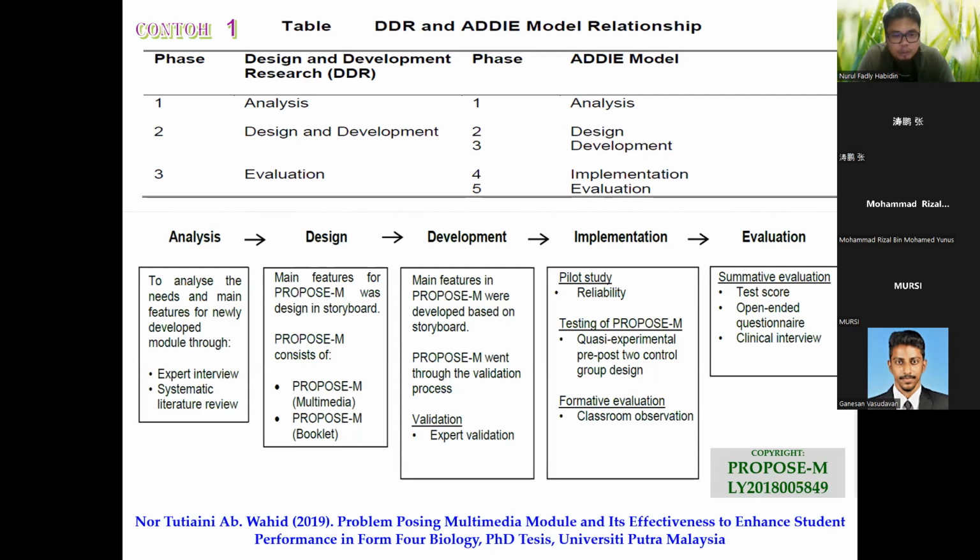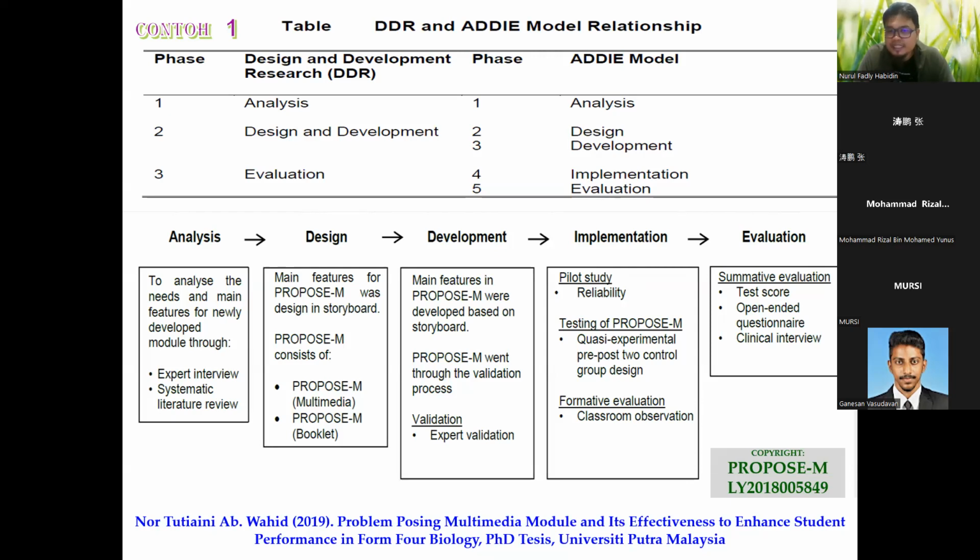So this is one example from Nur Tutiani Abdul Wahid. Actually, their study develops a module. So their main research objective is to develop a module. In their research, they use DDR and ADDIE. So they show how the combination is applied using the DDR and the ADDIE model. They show they have 3 phases. Phase 1 is about analysis, same in DDR and ADDIE. The second phase is design and develop, but in the ADDIE model we actually split design as number 2 and develop as number 3. And for phase 3, DDR has only evaluation, but ADDIE stands for implementation and evaluation.